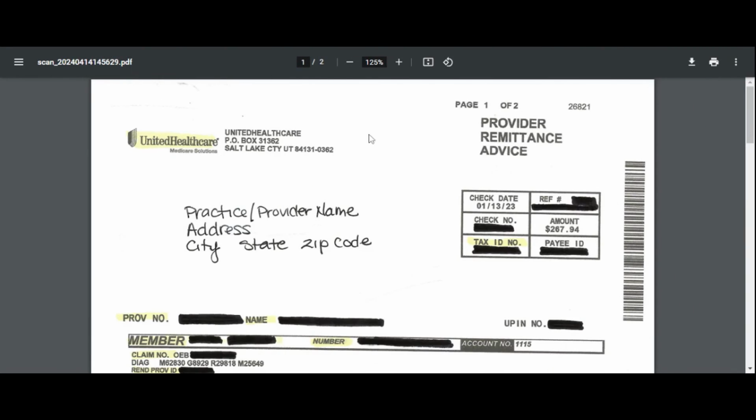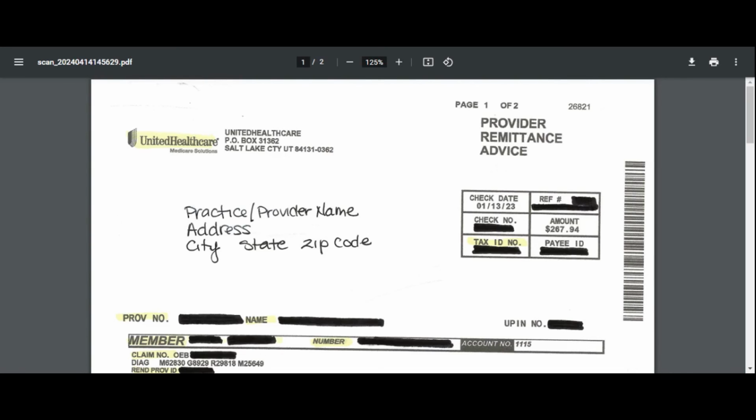And our last remit is going to be from United Healthcare. This particular United Healthcare is the United Healthcare Medicare Advantage Plan. So you see up top it says United Healthcare Medicare Solutions.